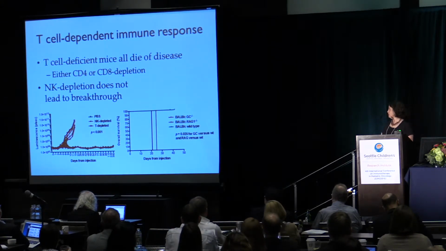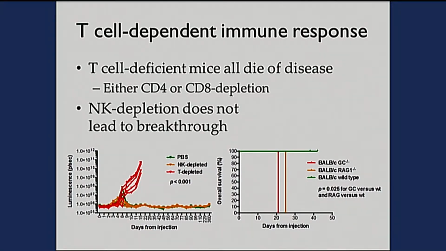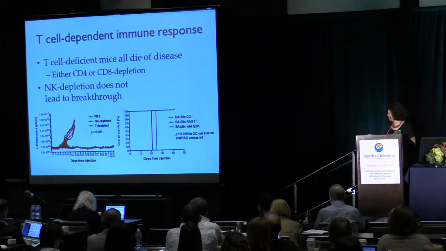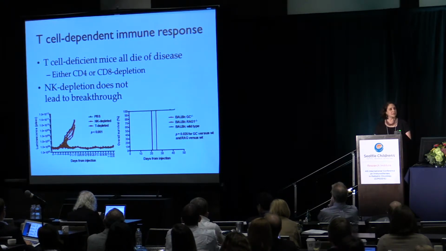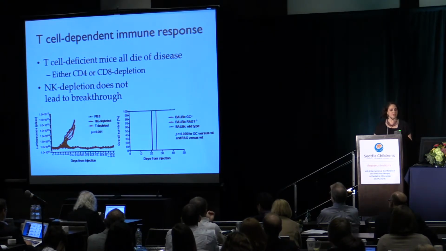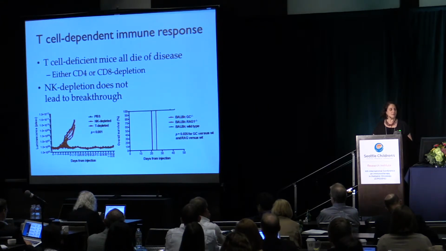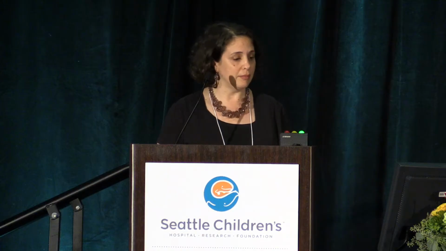We explored this a little bit and discovered that this is, in fact, a T-cell dependent immune response. T-cell deficient mice, whether they be antibody depleted or RAG knockouts with or without an additional gamma common knockout, are not able to control disease and all die early on. This is an example of their development of luciferase positive disease, and the straight line down. Natural killer cell depletion early on does not lead to disease breakthrough. Interestingly, we see this breakthrough with either CD4 or CD8 depletion, suggesting that there may be some cooperation between the two.